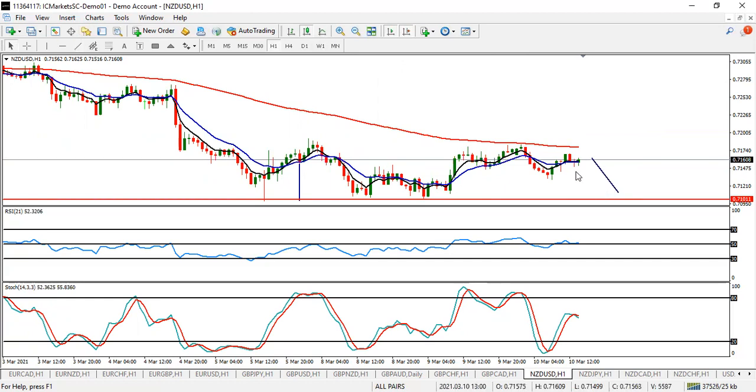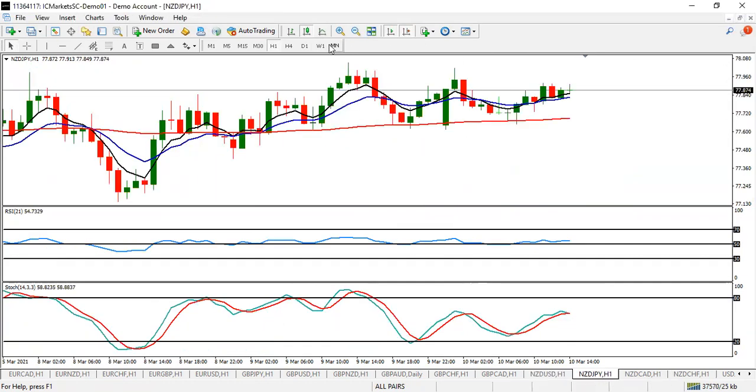So when you catch your sell entry, take your profit before 0.7101, because it is sitting at a support right now. Once you catch your sell entry, take your profit before 0.7101. So NZD USD, look for a sell.